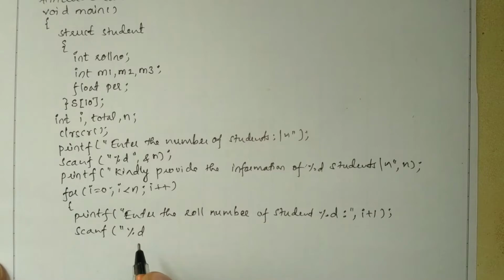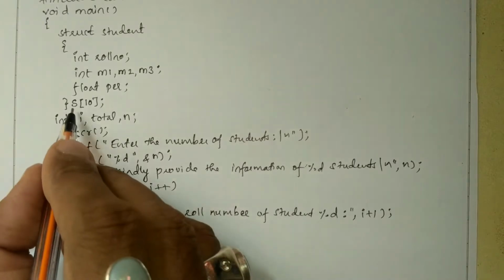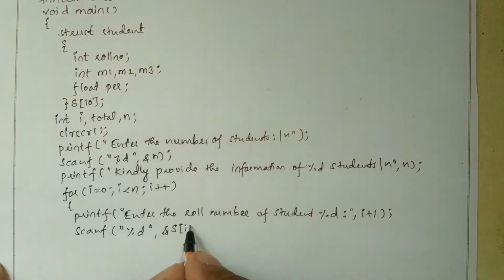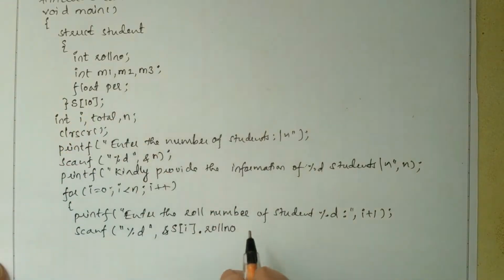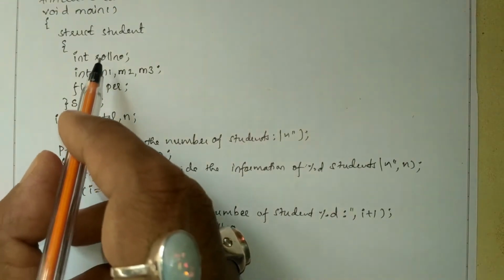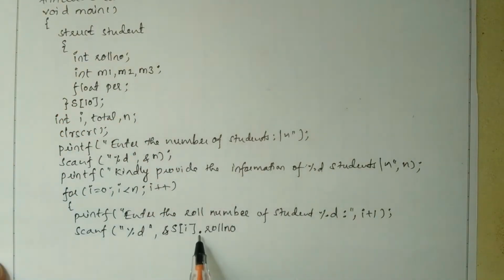So next put semicolon. We'll receive the value from the user through the keyboard using a scanf statement. In a double quotation mark we'll write the %d format specifier, and the double quotation mark, put comma, ampersand of s of i. Because here we have taken the object as s, so s of i, for the first time it is 0, s of 0, correct. S dot is the member access specifier, roll number is a member of the structure definition. So in order to access the members of the structure definition, we have to use the dot member access operator.